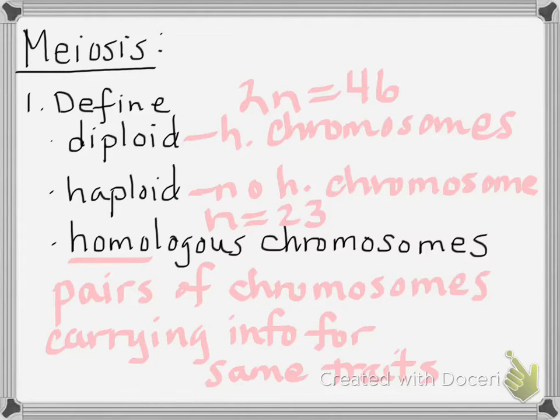Meiosis is 2 divisions. Each division has a pro, meta, ana, tele. Okay, join me now on page 101. Man, I like that page. Page 101.